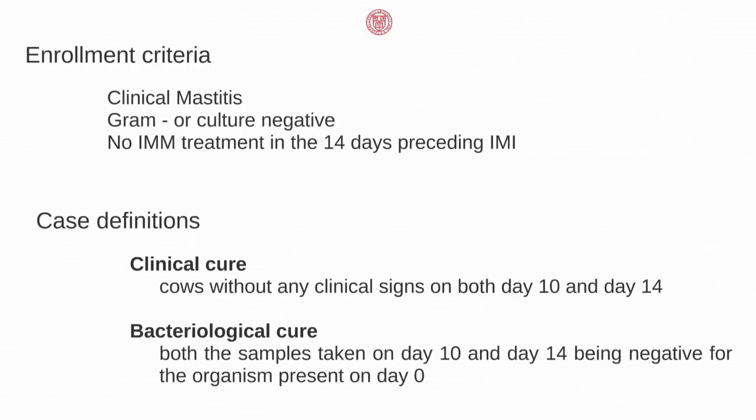So our enrollment criteria: in order to be enrolled in the study, the cows had to have clinical mastitis caused by a gram-negative or culture-negative result, and they could not have had any intramammary treatment in the 14 days preceding these intramammary infections. Clinical cure and bacterial cure is the absence of clinical signs or of the pathogen identified on day 0 on both samplings, and the clinical scores on days 10 and 14.